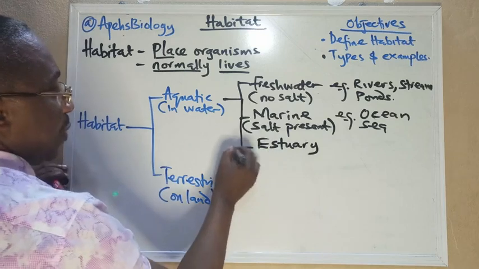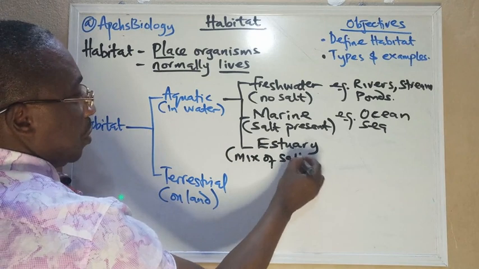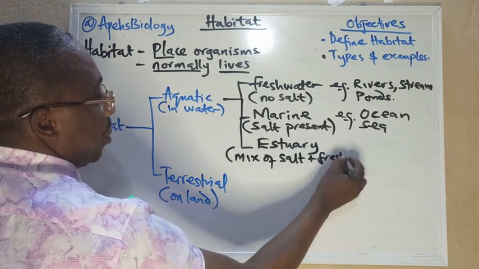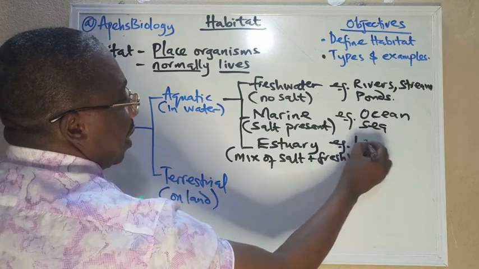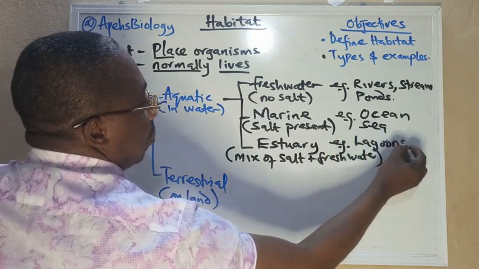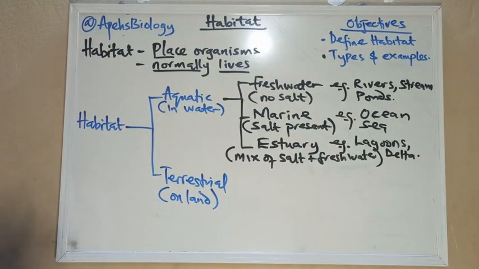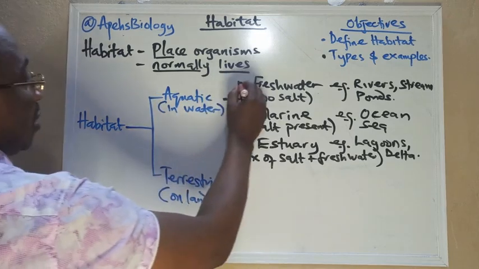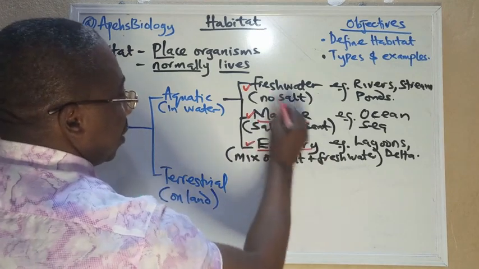Estuaries are habitats that have a mix of salt and fresh water. And these examples are found in things like lagoons and places like delta regions. So these are the best examples of aquatic habitat: fresh water, marine, and estuary. Do not forget that. Okay.